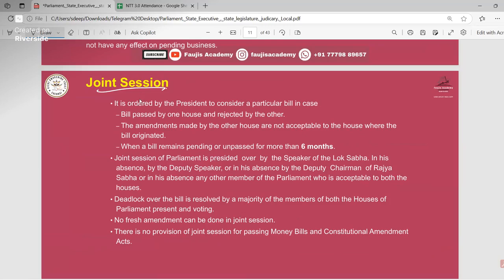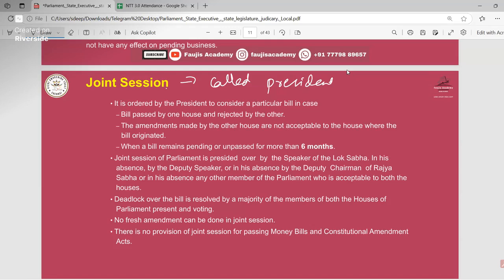Joint sessions are called upon by the President. When there is a deadlock in the bill, the Prime Minister can approach the President and ask for a joint sitting. If the President deems it required for a certain bill to be passed, then the President can call for a joint sitting. Please note, only the President can call for the joint sitting, not the Speaker of the Lok Sabha or the Chairman of the Rajya Sabha.